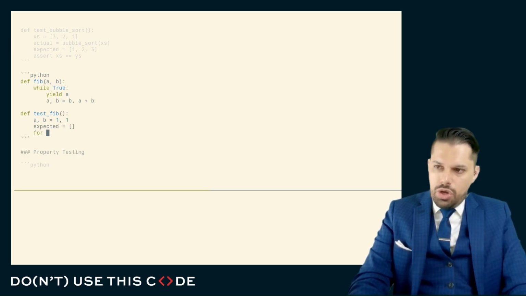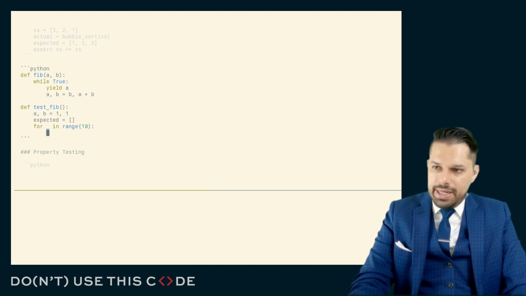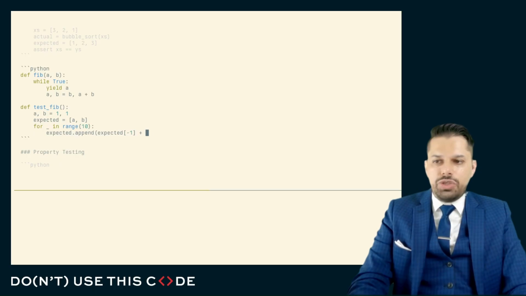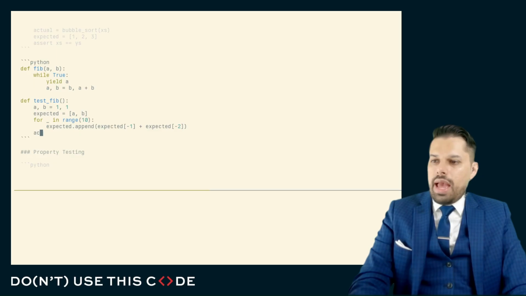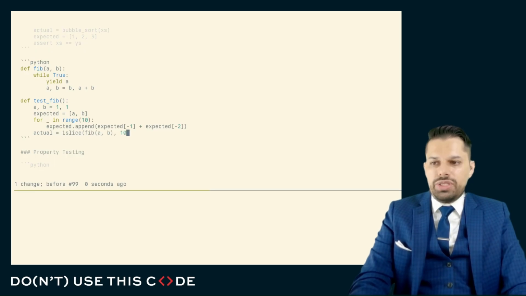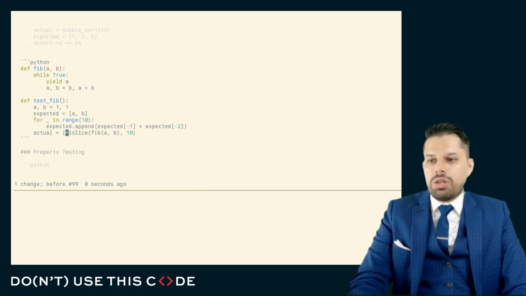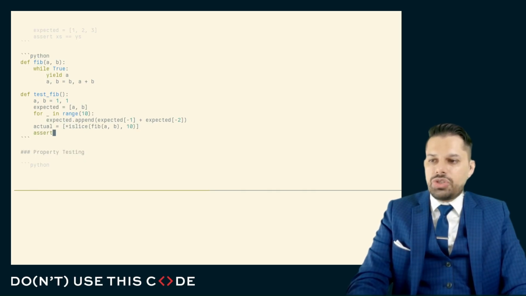That's an empty list. We'll say for whatever in range 10, expected, we'll put A and B into this as well. The expected appends whatever its last two values were summed up. And our actual is just the actual function we have. And maybe we'll islice this to, say, 10 elements. We could, of course, parameterize how many elements we're looking at here. That's a smaller detail. And we could say assert the actual equals the expected.